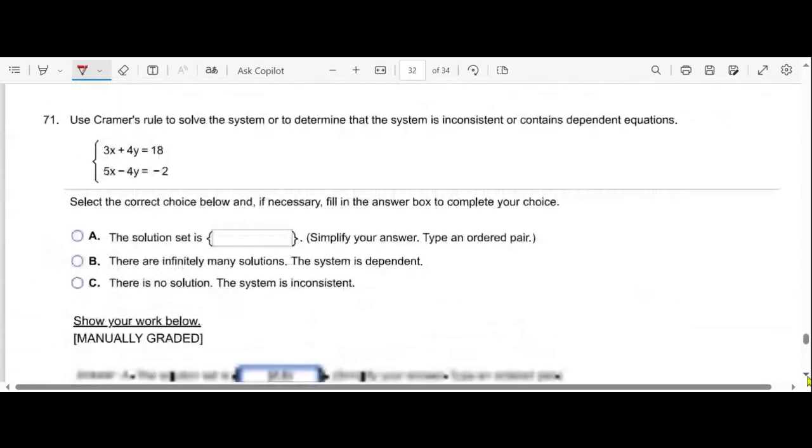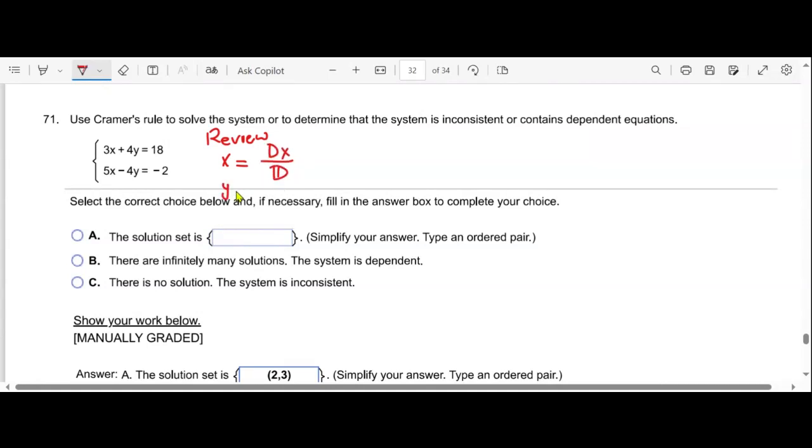Let's go to the next one. Now, do you remember Cramer's rule? Let me review the rules. How can I get x? It's dx over Big Daddy, remember? And how can I get y? dy over Big Daddy. How can I get Big Daddy? We have to convert this to get this matrix, right? So it's going to be 3, 5, 4, -4. To get Big Daddy, what should you do? You make the determinant. What's the determinant? 3, 4, 5, -4, correct?